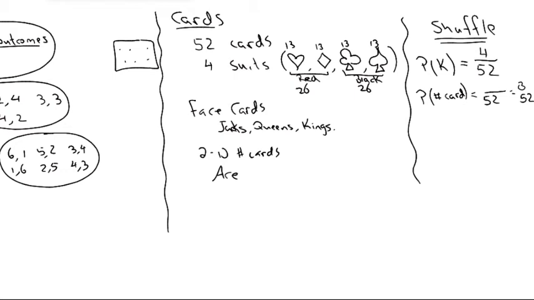Does 36 out of 52 reduce? Does 4 out of 52 reduce to 1 out of 13? Does 36 out of 52 reduce to 1/2? No, definitely not 1/2. 9 over 13. So the probability of selecting just a number card is 9 out of 13.